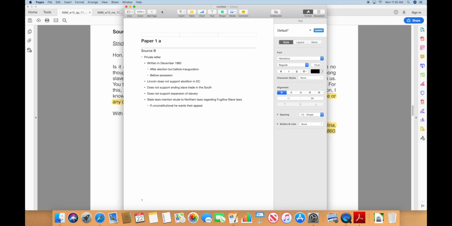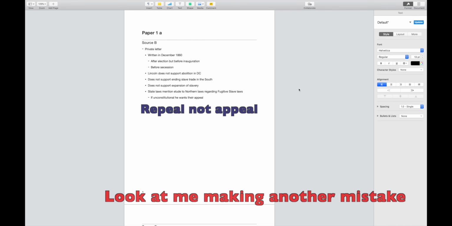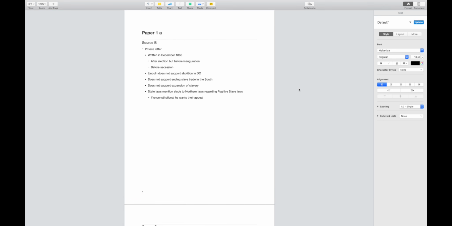So what we can go ahead and do is how I would have written some notes for myself here. For source B, some notes I would have jotted down is that this was a private letter. It was written in December 1860. This was after Lincoln's election, but before his inauguration, and also before secession. Lincoln, once again, does not support abolition in D.C., does not support ending slave trade in the South, does not support the expansion of slavery, and the state laws mentioned allude to northern laws regarding fugitive slaves, and if these are unconstitutional, Lincoln would like to see their repeal. So I have my notes written about source B. All of these express Lincoln's policies at the time of his election.